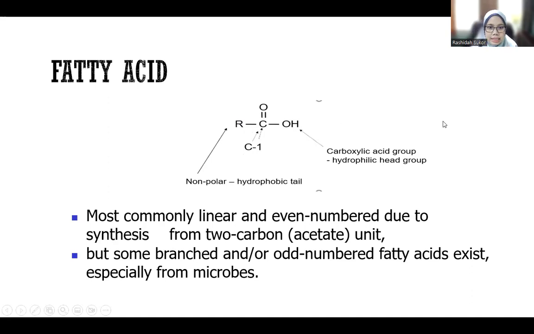Most commonly, fatty acids are linear and even numbered. When we write the fatty acid, normally we write it as C16, C18, C20, C22. They are mostly even numbered because of the synthesis from two carbon units. And they are mostly linear, meaning with straight chains. However, some have branches, and odd number fatty acids also exist, especially in microbes.